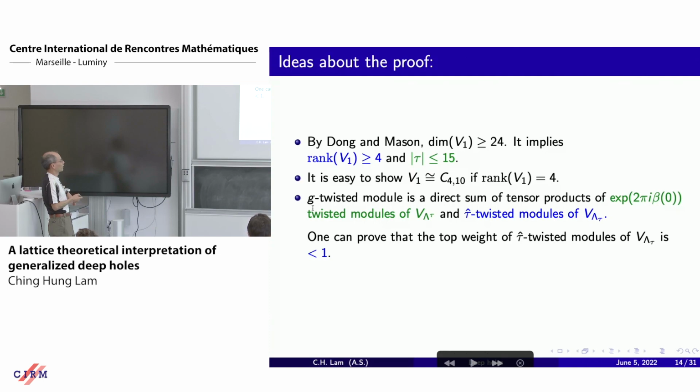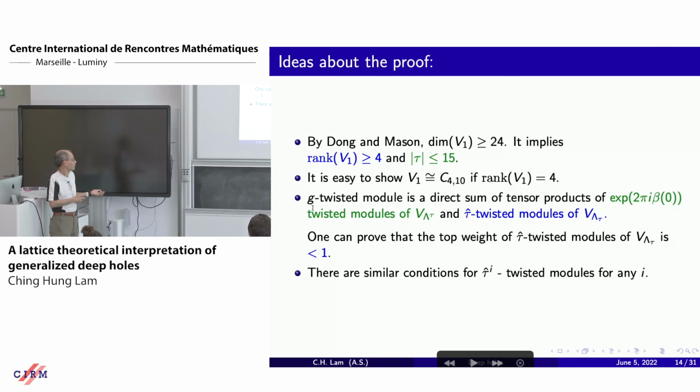As I mentioned, there's a kind of transitive thing going on, so the tau i will have a similar condition also. The first thing is you check the cases where the order of tau is a prime. What are the possible prime cases, and then you check the other cases case by case, and you will get the result. So it's just by case by case checking.